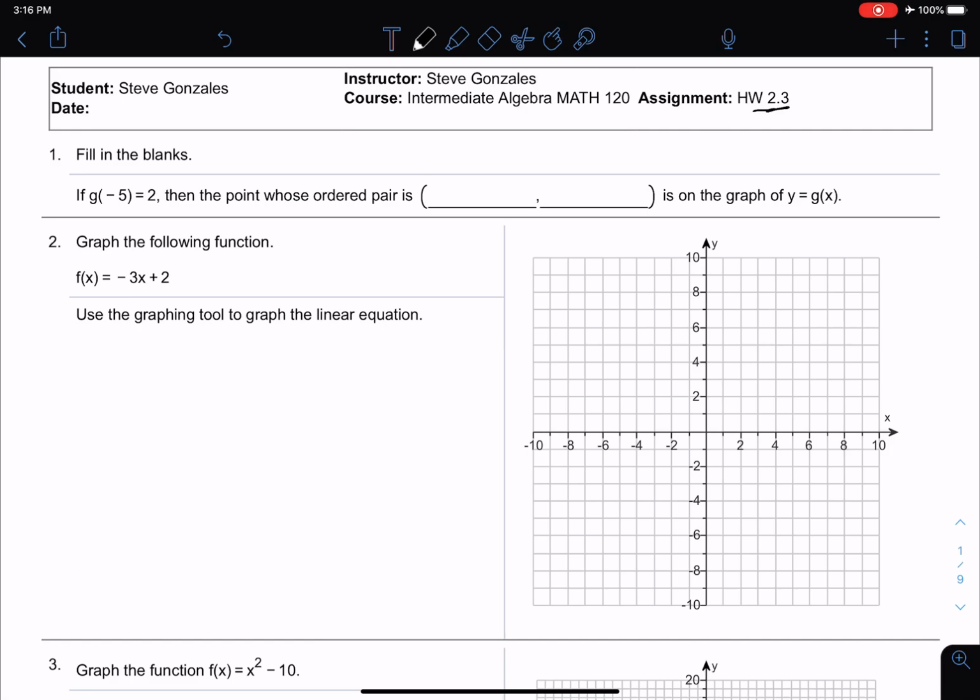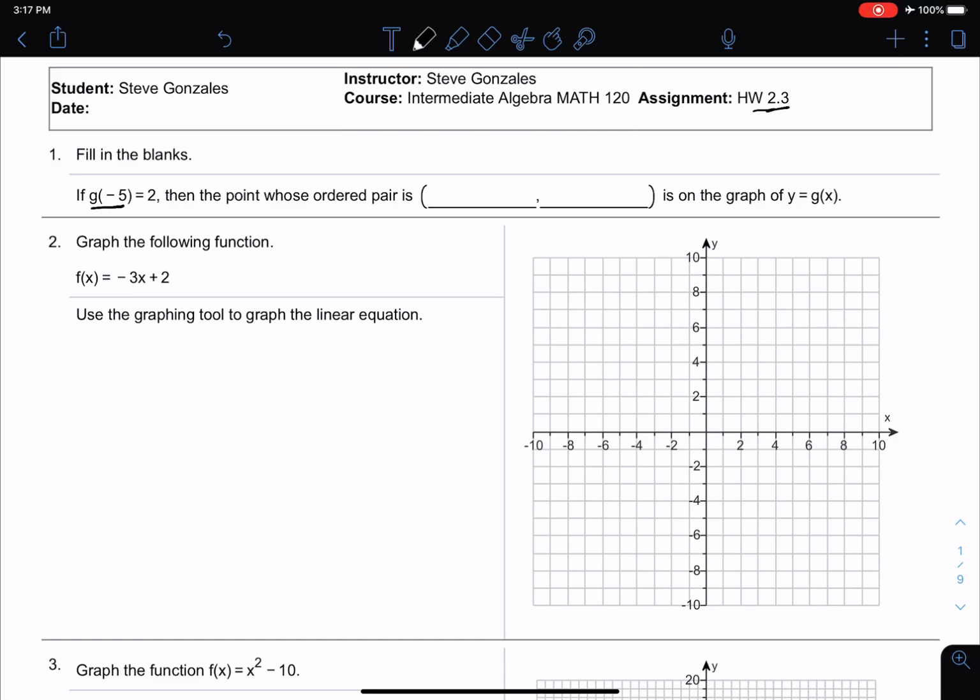So what we're looking at here is functions, function notation, graphing different functions, like linear functions, quadratic functions, cubic functions, absolute value functions, and just kind of how the notation works when we're taking a look at f of x notation as it pertains to a graph, things like that. Okay, first of all, it says if g of negative 5 equals 2, then the point whose ordered pair is on this graph.